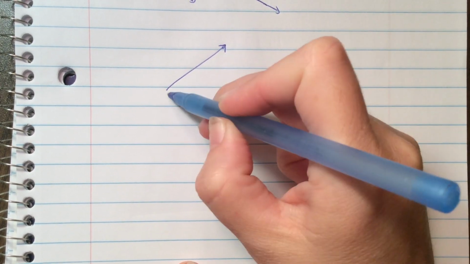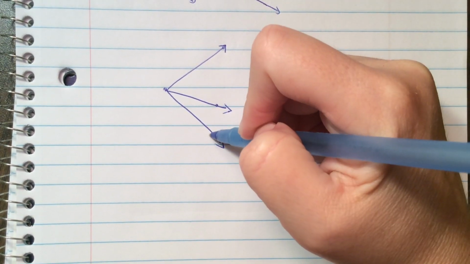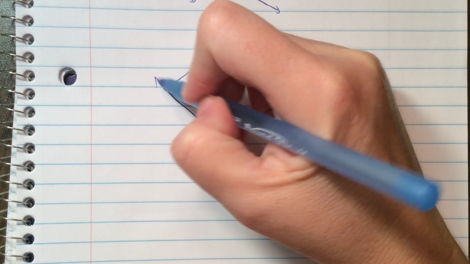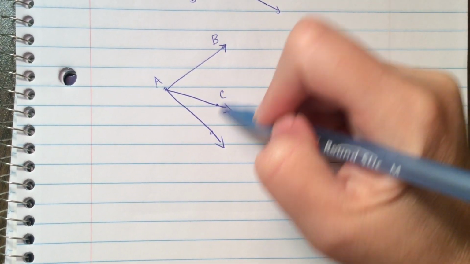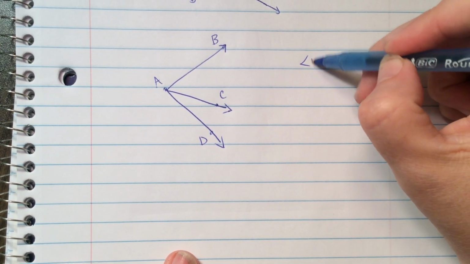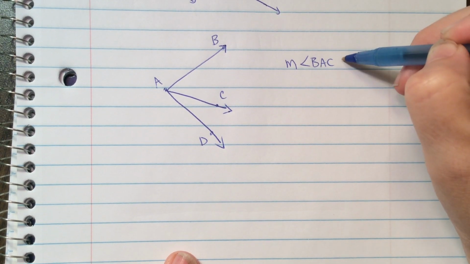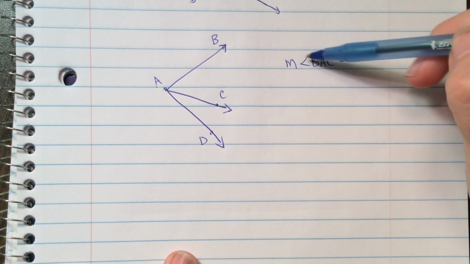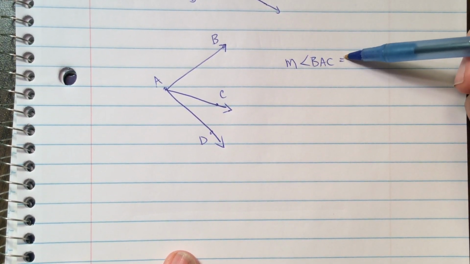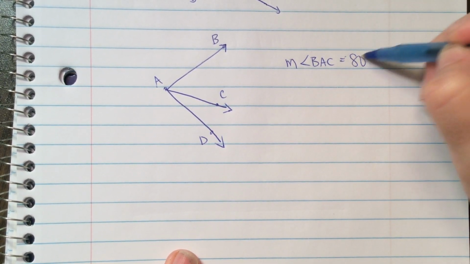I think the hardest part of this for kids is reading what they've given us. Okay, so let's label it A, B, C, and D. So let's say they say angle BAC, the measure of angle BAC, that's what that says. The measure of angle BAC is, and what do you think it looks like? Maybe 80 degrees.